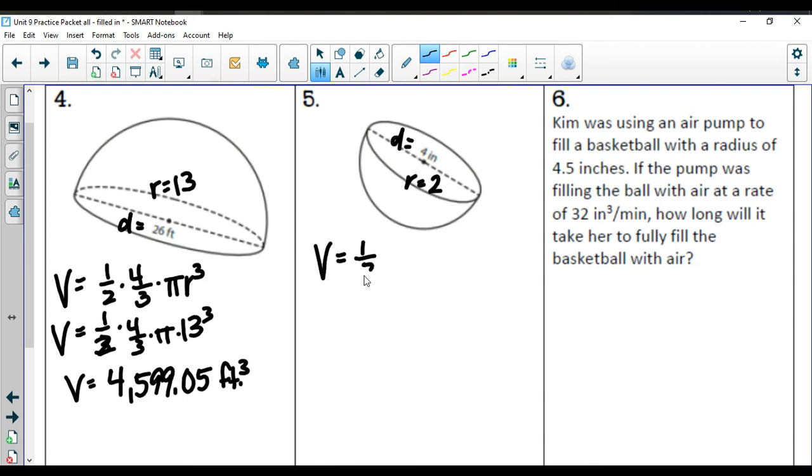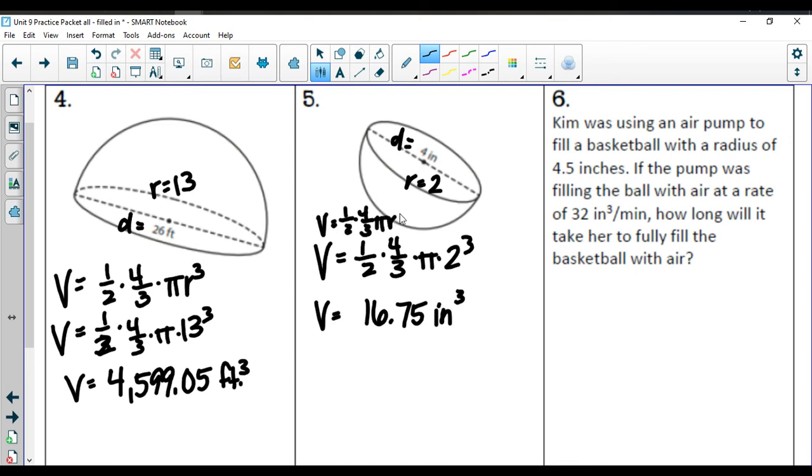In this one, we are given also again the diameter, splitting it in half, the radius is 2. It is a hemisphere, so we have half times 4/3 times pi times 2 to the third power. So half times 4/3 times 3.14 times 2 to the third power gives me a volume then of 16.75 inches cubed. And I skipped the step of writing out my formula, pi r cubed.